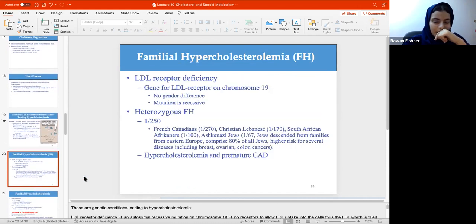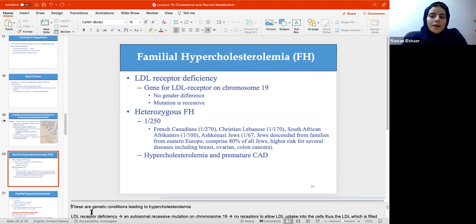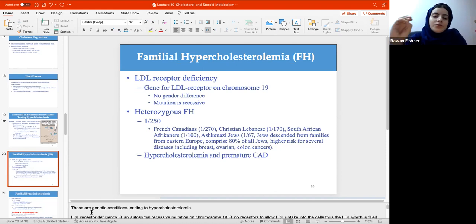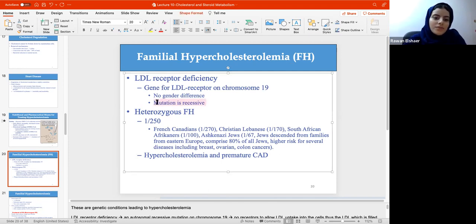Okay, so familial hypercholesterolemia. You're going to hear about this disease a lot more in the future too. It's mainly known as an autosomal dominant condition, but there are some cases where, for example, the mutation is recessive, okay? So this is an example, and it causes the same disease, okay? But most other mutations under familial hypercholesterolemia are autosomal dominant, okay?